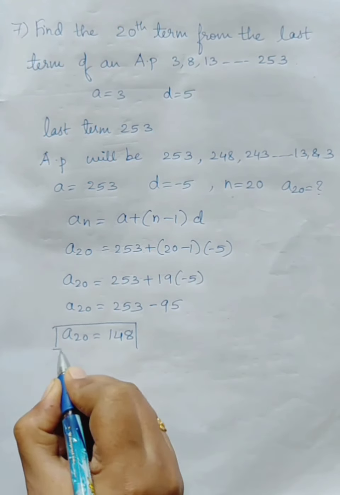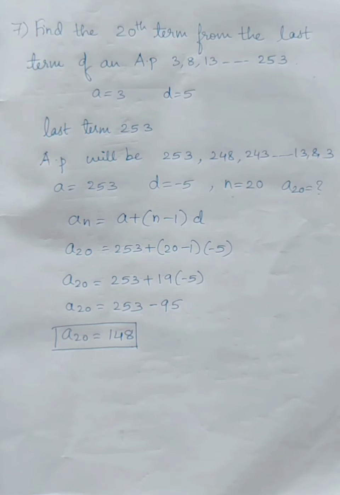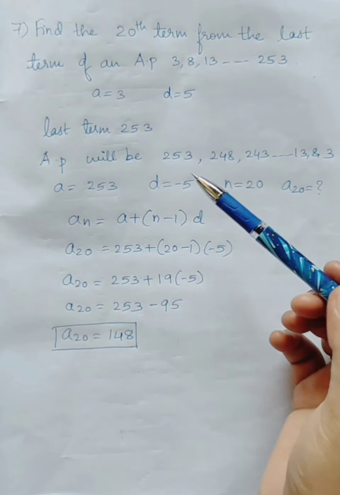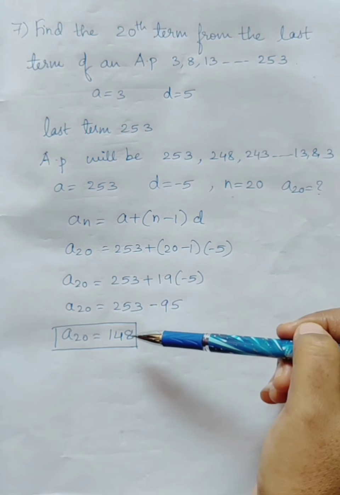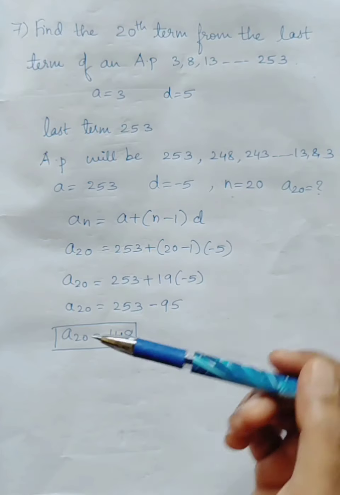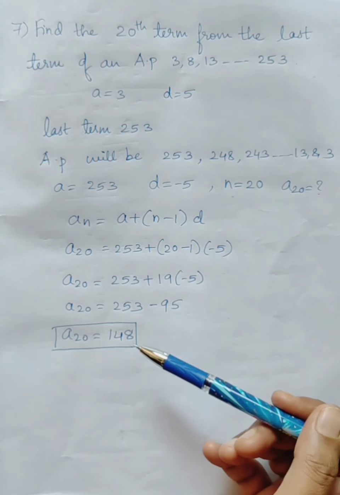So this is the 20th term of the AP. Okay, I can say that this is the 20th term of the new AP which we have formed taking the last term. Okay, so A20 is equal to 148.